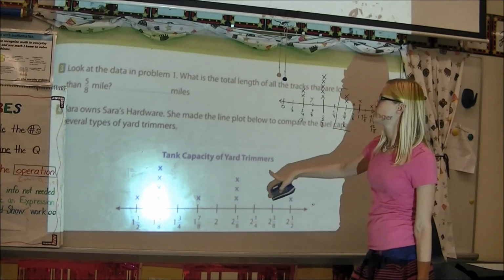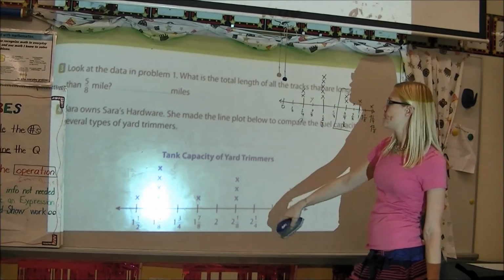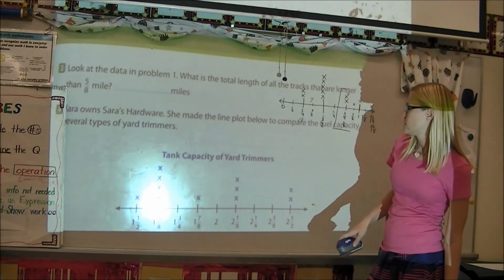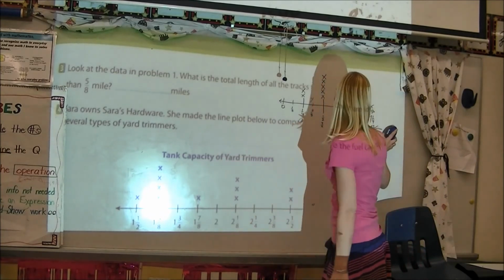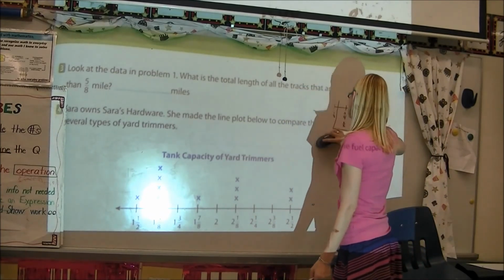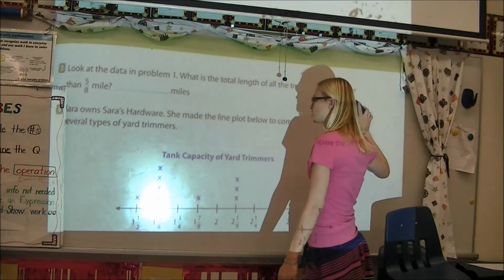And I think the next one is asking us to use this one. Sarah owns Sears Hardware. She made a line plot to compare the fuel capacity. Yeah, talking about that. Nothing to do with our tracks. So there goes that. I'm done with that one. I'm going to use their line plots for the next one.